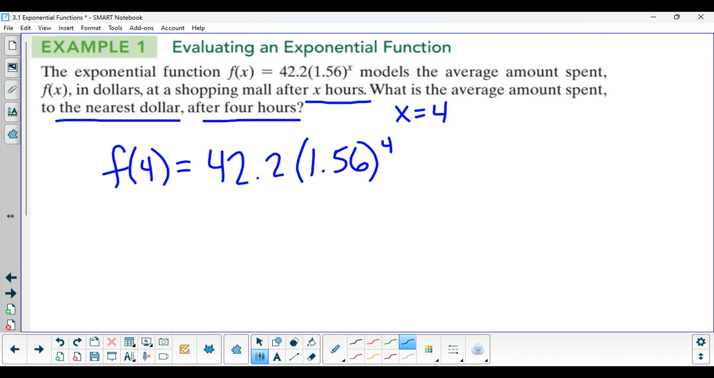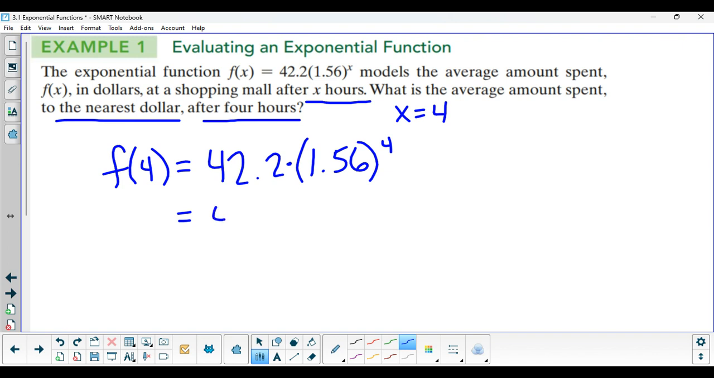Now, if you are using your graphing calculator, something like that, you could just type it in exactly as is. If you are trying to use your phone calculator or something, let's take a step back here. What this equation says is 42.2 multiplied by 1.56 to the fourth power. That means 1.56 is getting multiplied 4 times. So I'll just do it along here. I'm going to multiply 1.56 to the fourth power, or multiply it by itself 4 times.